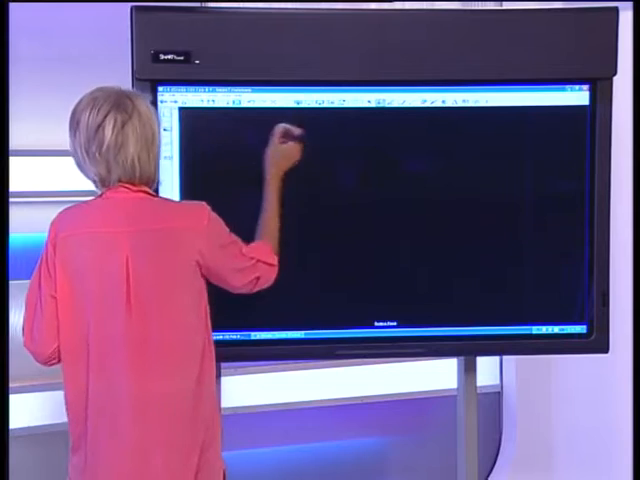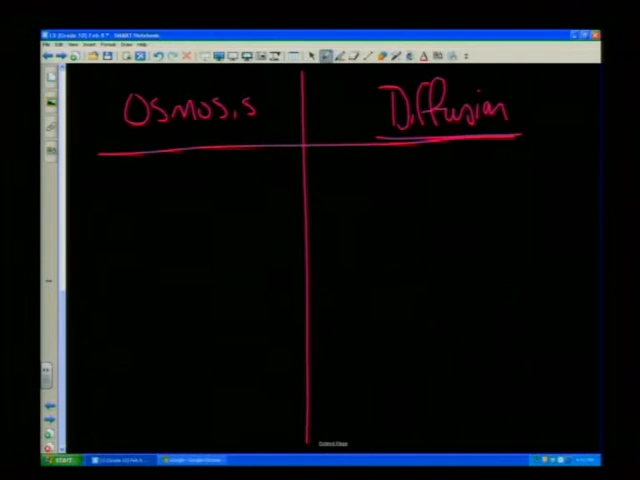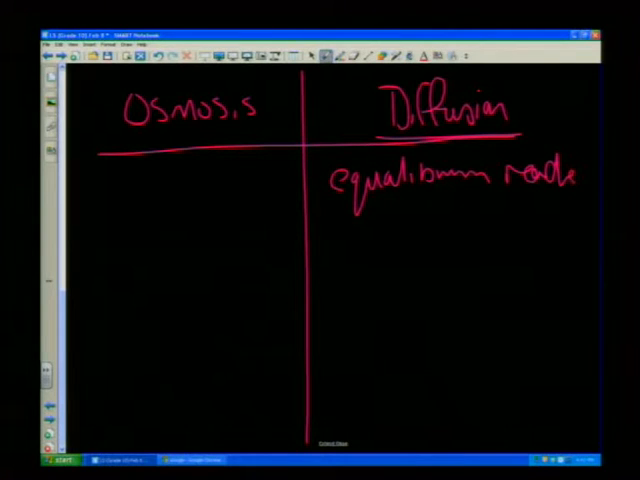Osmosis and diffusion. Okay, let's go with pink. So we have osmosis and diffusion. You need to understand the difference. Diffusion is what I'm going to do first. Diffusion is something very, very simple. With diffusion, it is just an equilibrium that is reached. So diffusion will continue until it gets to that equilibrium.